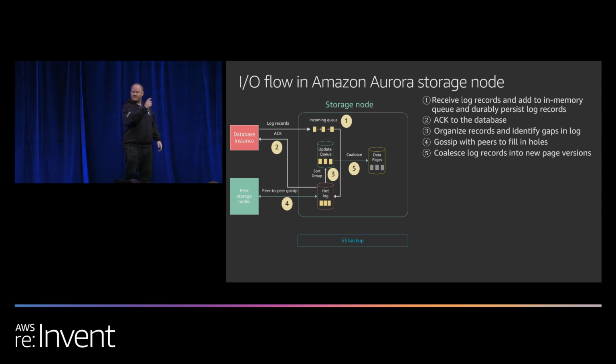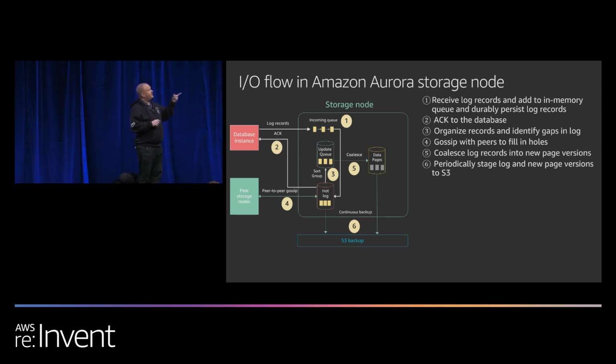Then, once it has the full sequence and enough that it thinks it makes sense to generate the data page, we generate the data page and write it to disk. Because at some point, the database instance will ask for these data pages back. If it comes and asks us and the data page isn't coalesced yet, we'll just go and do it then. Okay? So we always have the log stream, we can always generate the data page.